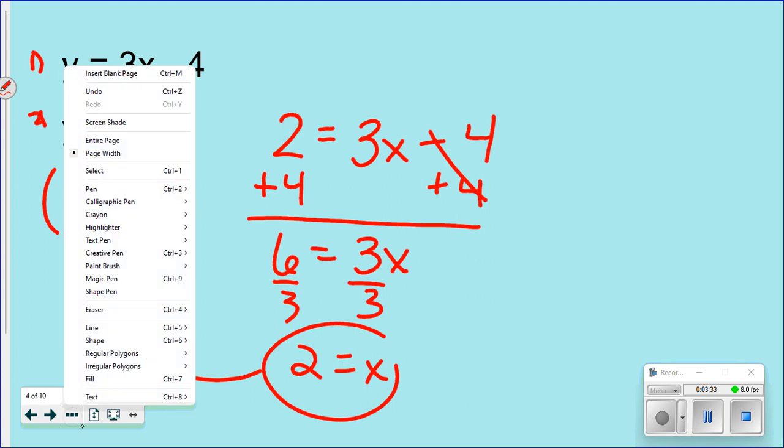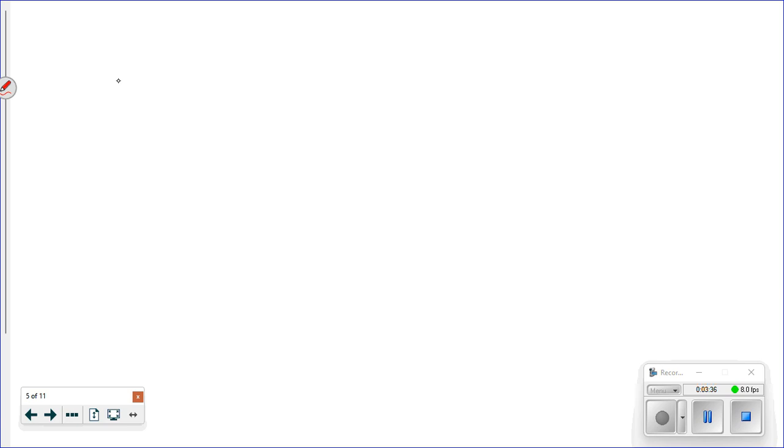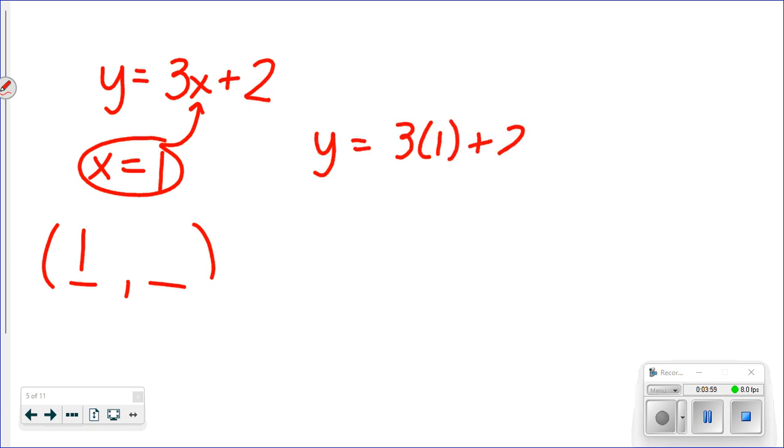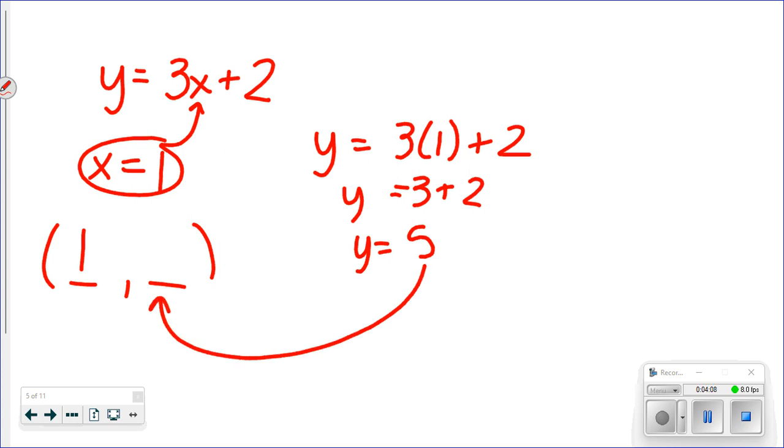Okay, I'll do one more and you can try it. Let's say I have y equals 3x plus 2. And this time I have x equals 1. So my answer is going to be an ordered pair, x and y. I'm already given my x. Now instead of putting this in for y, I'm going to put it in for x because it says x equals. So I'm going to put it up here. So y equals 3 parentheses 1 plus 2. I'm going to solve. It'll be 3 plus 2 equals y. So y equals 5. So 5 would go in down here. So it doesn't matter. They might give you the x, they might give you the y, but you're going to substitute in for the other one. I'll give you one more.